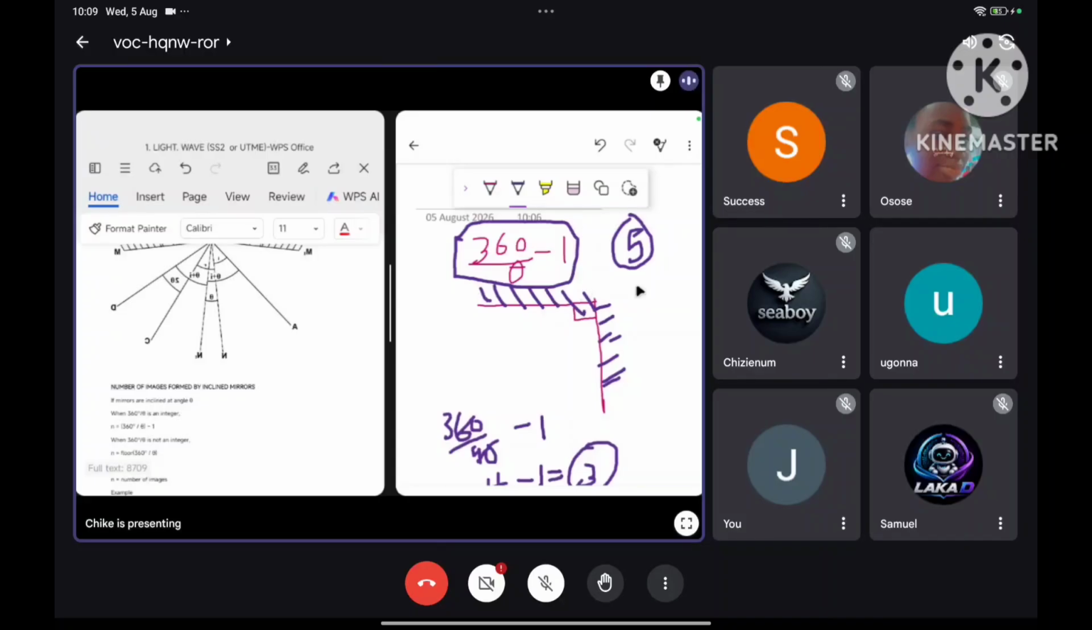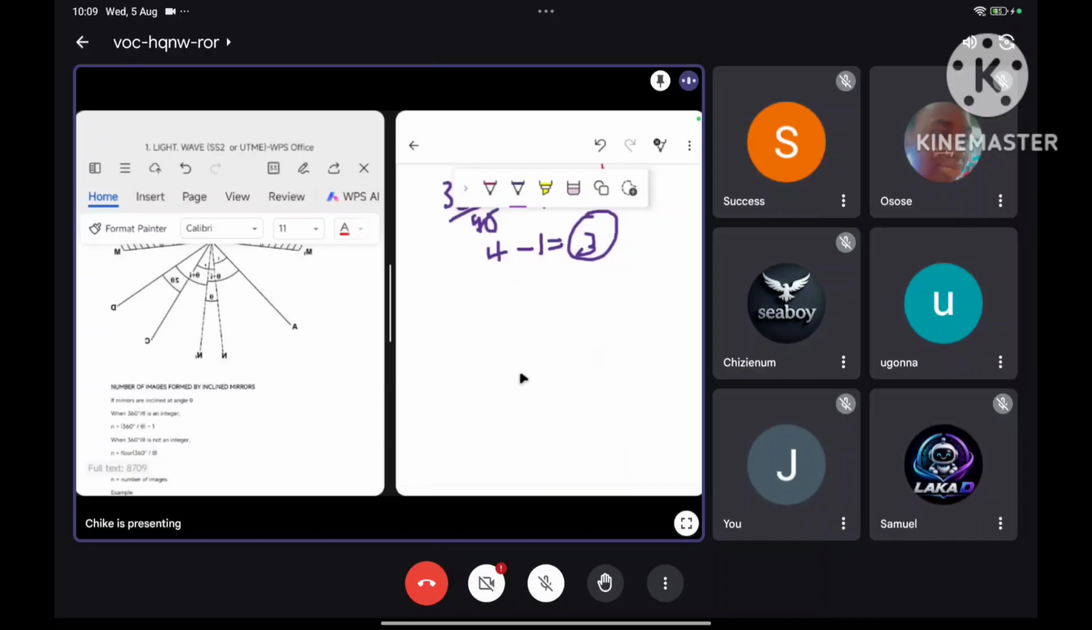Now let me give us a question here. I'm holding the past question here. Just listen attentively, please, because I don't have it typed out. I would like us to attempt this. It says, 2 mirrors are inclined to each other such that the object placed between them has 11 images. So that means the number of images produced is 11. Determine the angle of inclination, which is theta.